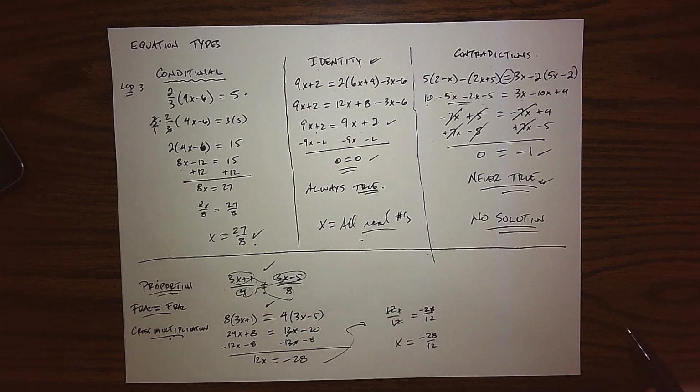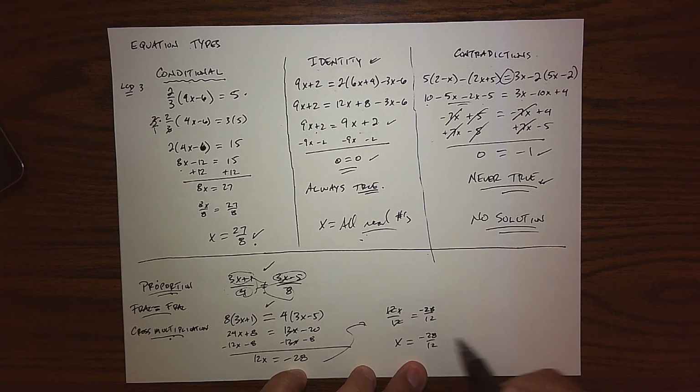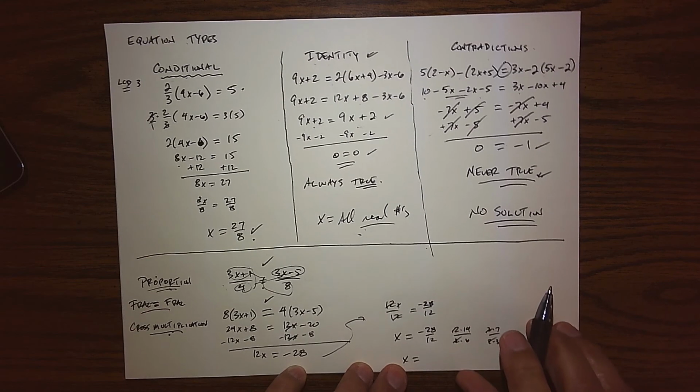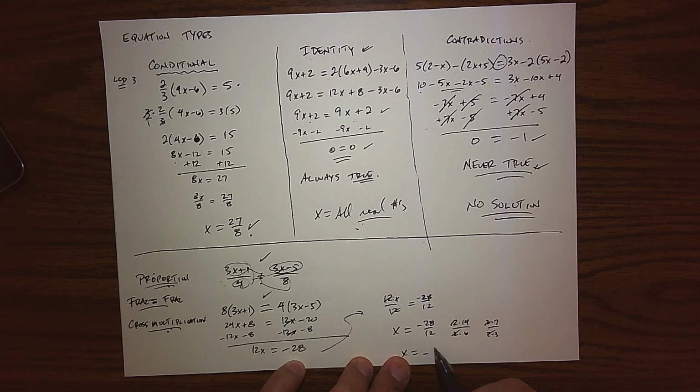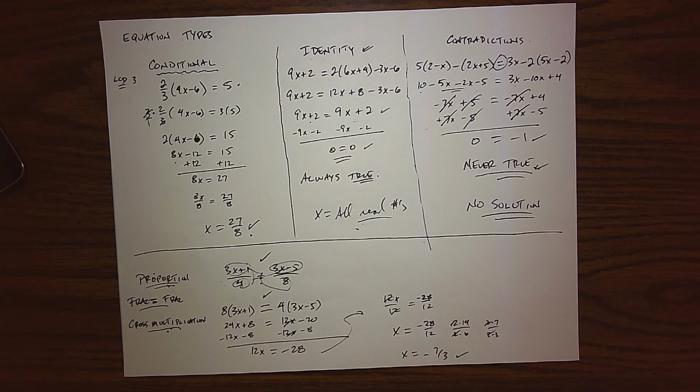Alright, this answer looks a little bit different than the one we got previously, but it's not. This fraction needs to be simplified. 28 is 2 times 14, and 12 is 2 times 6, so the 2's cancel out. 14 is 2 times 7, and 6 is 2 times 3, so they cancel out. So we end up with x equals negative 7/3, which is the same answer we got when we approached this with our LCD clearing the fraction trick.